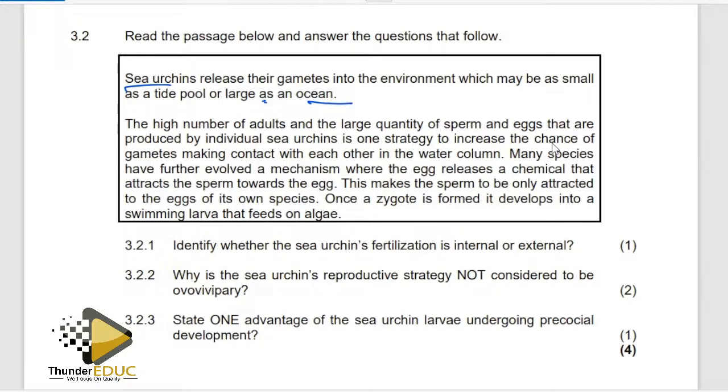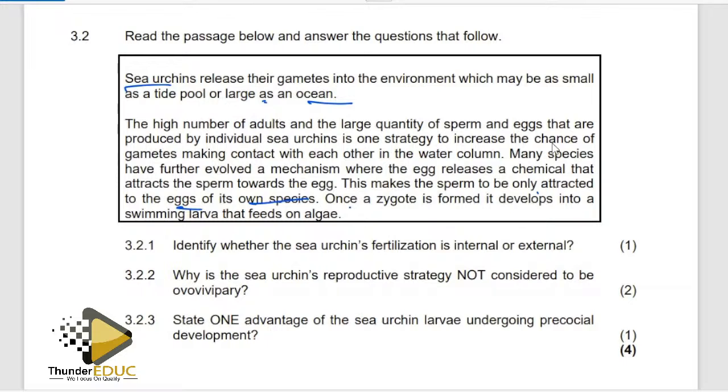This makes the sperms to be only attracted to one egg of its own species, meaning that other species, yeah. I wonder if you are being attracted to a different species. For example, a dog, a cow. Yeah, that's what I'm saying. Is it possible? So this is just to make sure that the attraction only happens between the same species.